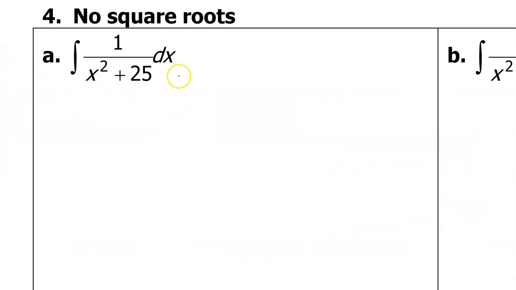For the fourth set of problems, we will look at a variety of integrals that have no square roots in them. Some of these will be inverse trig and some of them will not. So remember, if the degree of the denominator beats the degree of the numerator by 2 or more, then it's inverse trig. Otherwise, we use U-Substitution. In this case, the degree of the numerator is 0. The degree of the denominator is 2. Because the denominator degree wins by 2, we know it will be inverse trig.